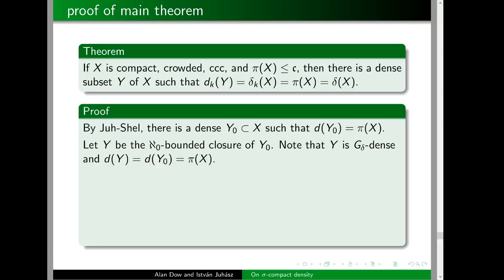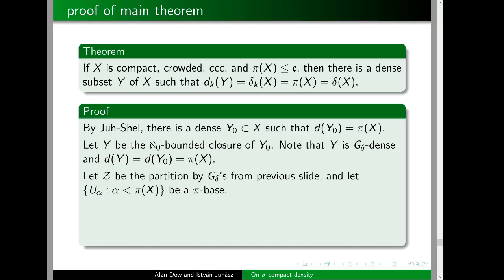So this density is equal to the pi weight, and the advantage of this Y is that these G deltas are dense. Okay, well, we have the partition from before, and it's like a diagonalization argument. Now this is a partition. Every open set gets C many members of this partition.